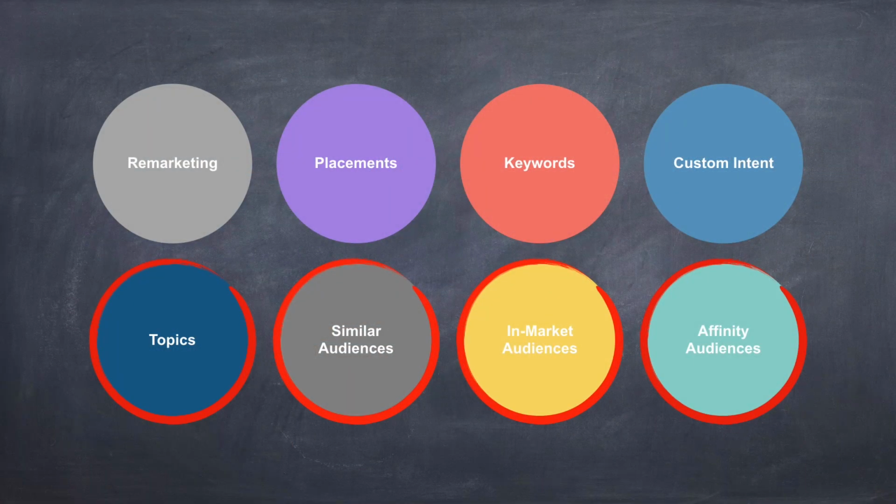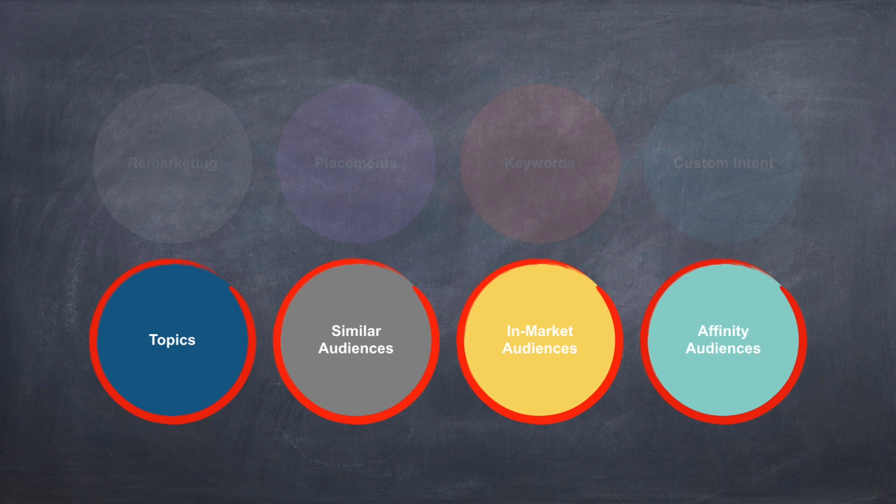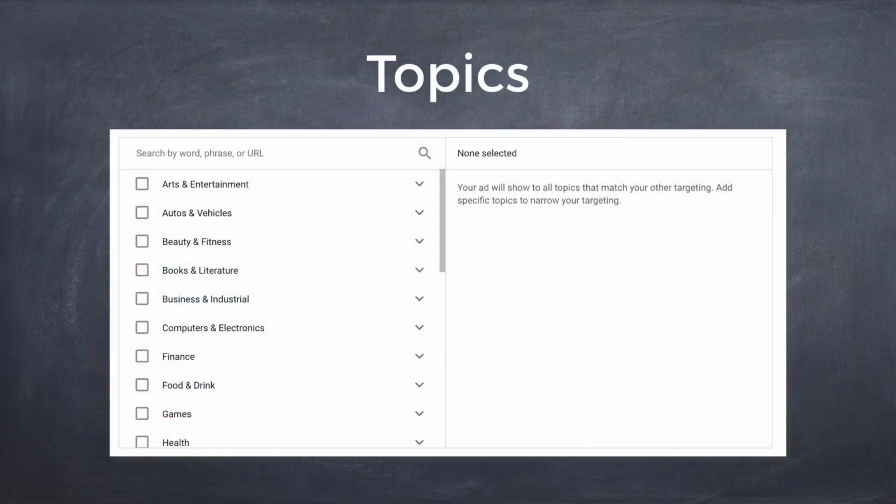So as we look at the different types of targeting available to you when you're looking to scale up a little bit further, it's the bottom 4 that we talked about. That'd be topic targeting, similar audience targeting, in-market targeting, and affinity audience targeting as well. These are the 4 that I would really recommend you look at when you're looking to really scale up your accounts.